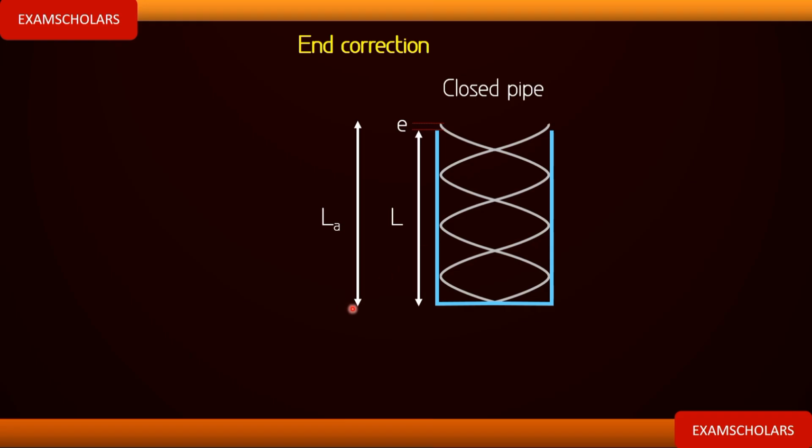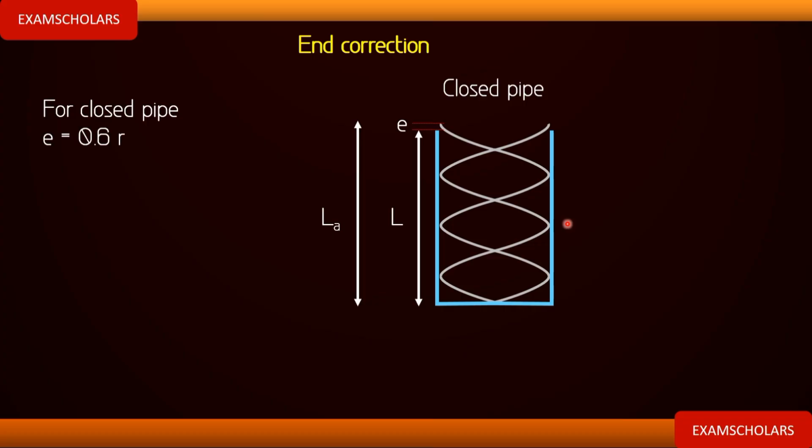Now what will be the actual length if you want to design the pipe? When you take into consideration end correction, you have L_A equals the end correction plus the length that you want to use for designing your pipe, L. That gives you the actual length you are going to use. For a closed pipe, we only have one end correction. Now how do you find that end correction? You use this formula: end correction is equal to 0.6 multiplied by the radius of the pipe.